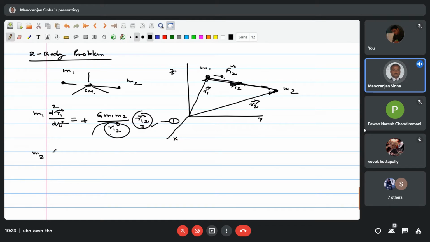The second equation, the same way we can write as, and on this particle the force will be acting along this direction, so F21, the force acting from 2 to 1.